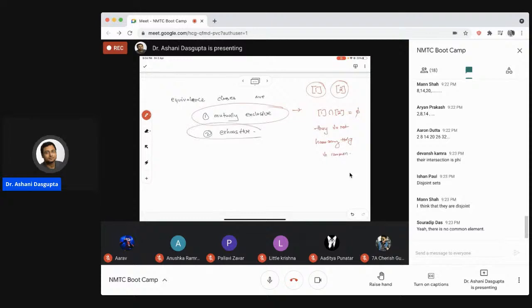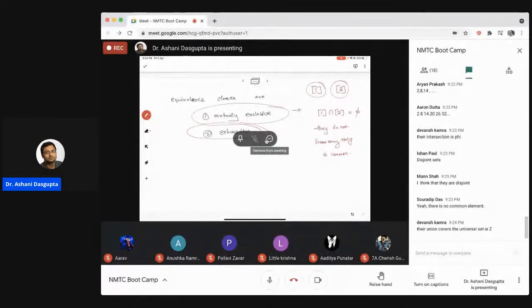What about exhaustive? What does the word exhaustive mean? Can anyone tell me what is the meaning of the word exhaustive in this particular context? Exactly. So basically, if you take the union of all the equivalence classes, you will get the entire set that you started off with.